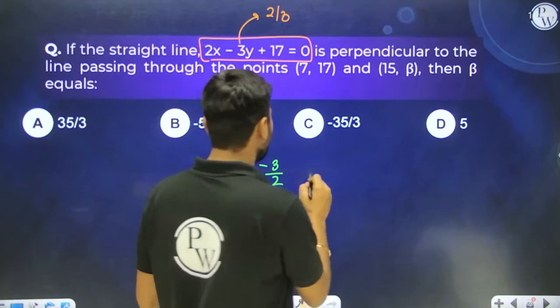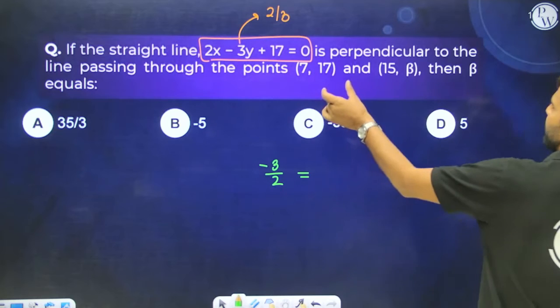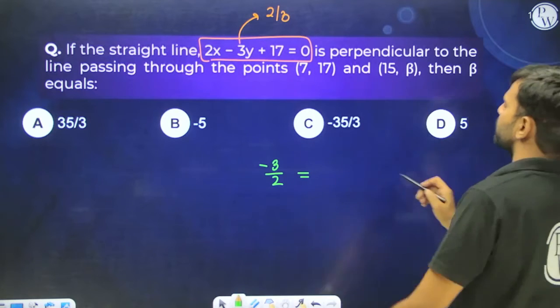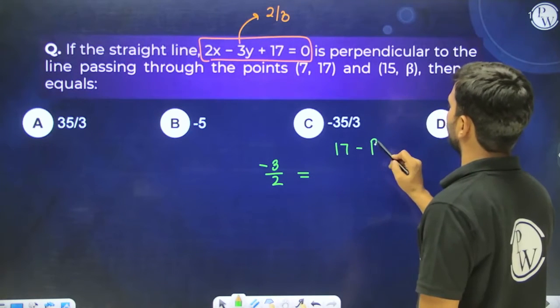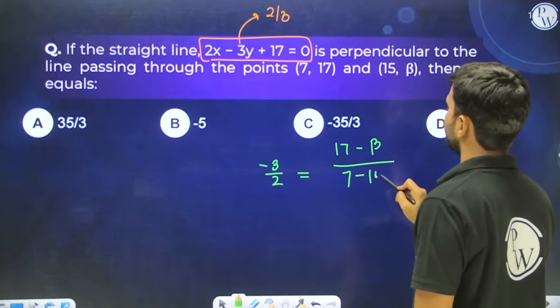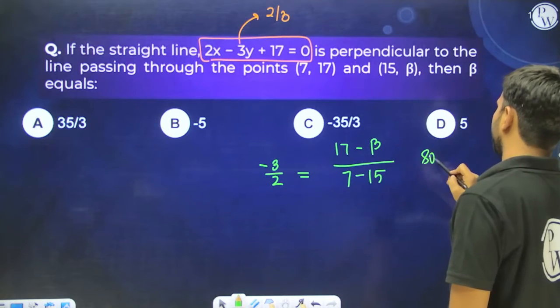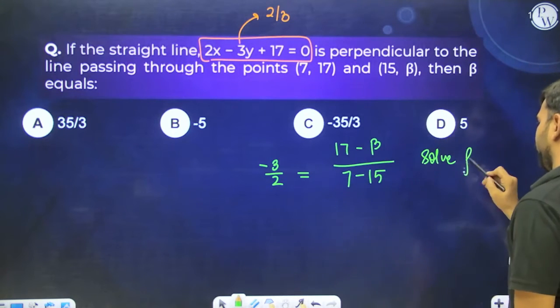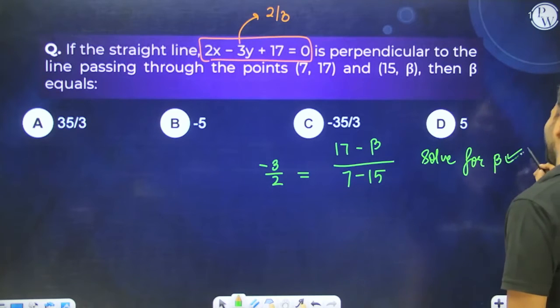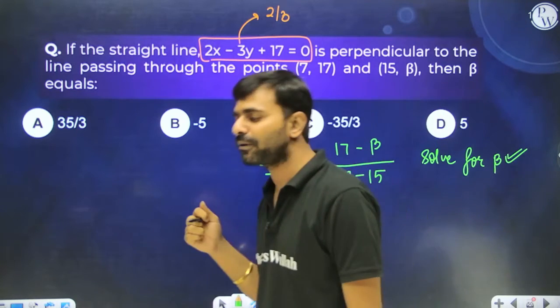This line is also passing through the points joining this and this. So can we write down the slope by using these two points as well? Yes. So just solve this equation for the value of beta and your question is done. Solve for beta. By the way, this problem was asked in JEE Mains. Look, such kinds of problems are being asked.